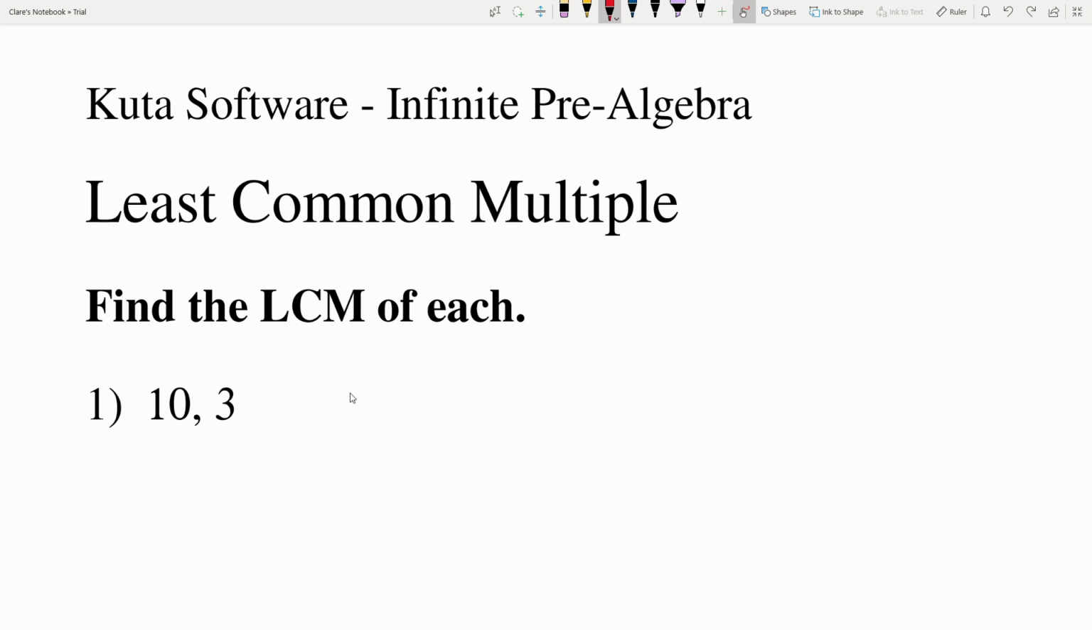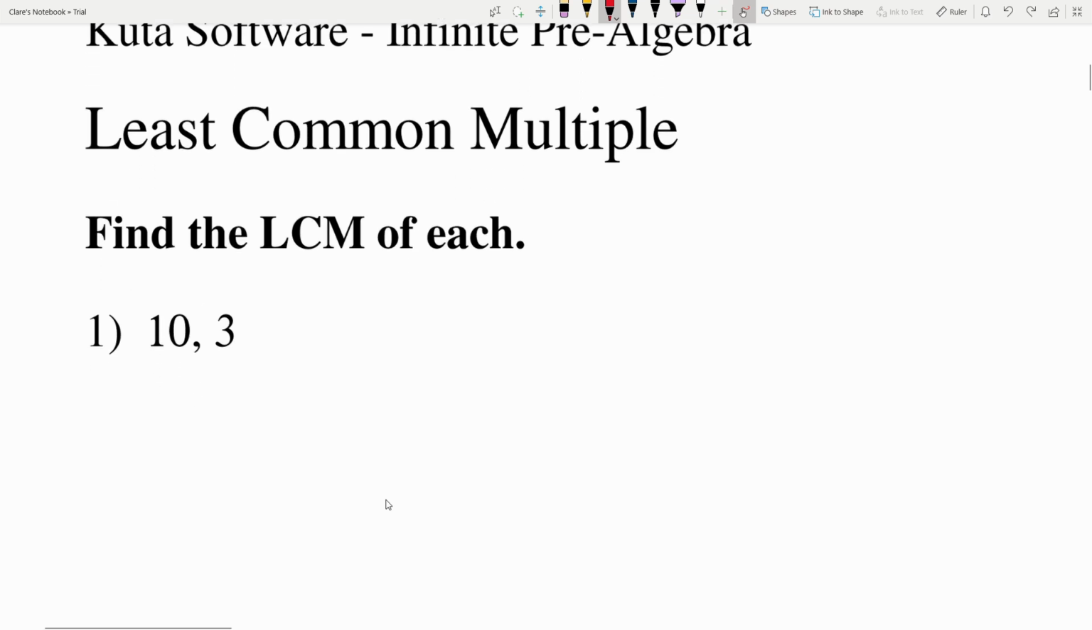Well, if you remember from our greatest common factor worksheet, we found the greatest common factor of the two numbers given, so the greatest number that divided both of those numbers. But in this case, for least common multiple, we're going to see, based on our numbers given, what the smallest number is that both of them are factors of. So we're going to see what the smallest number is that both our numbers divide into. So let's take a look at number 1.